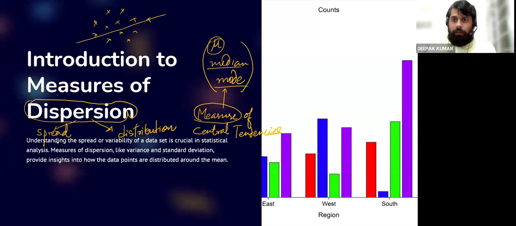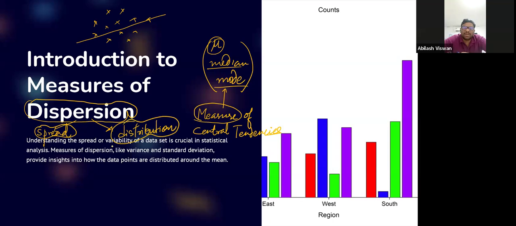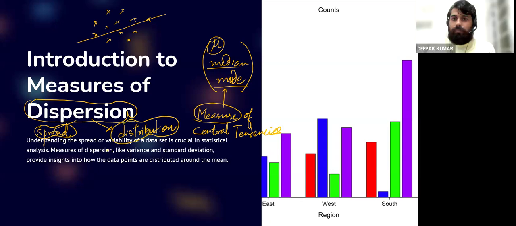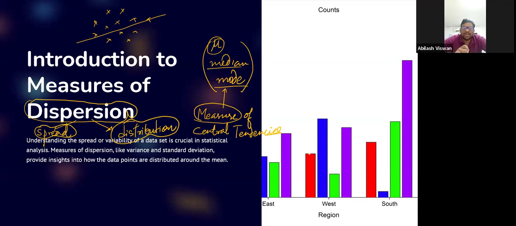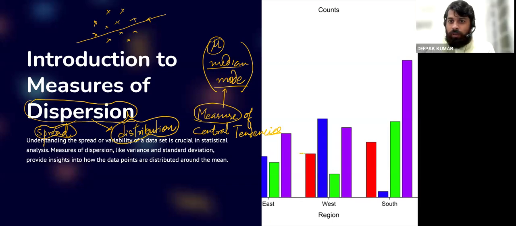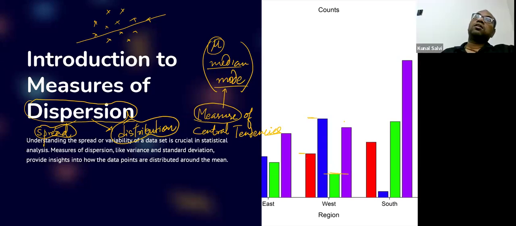Would anyone of you like to elaborate what you mean by spread or distribution, or any one of them? Anyone? See, spread, distribution, it is even visible on the right hand side of this slide. If you see, these red bars are lower, then the higher bars are blue, then again we have the lowest bar as green and the second last bar as purple.